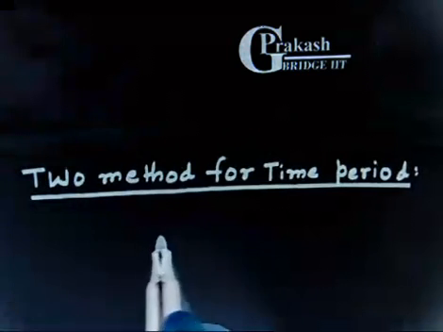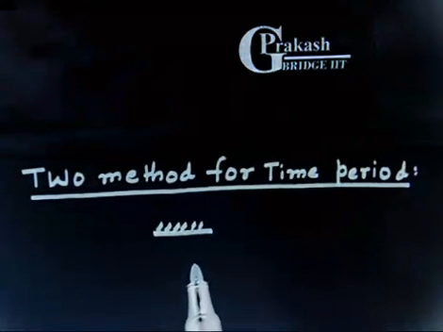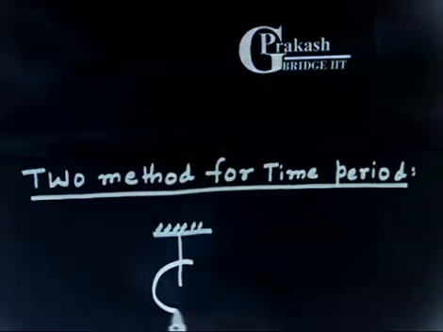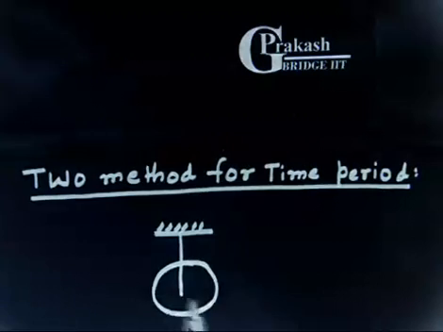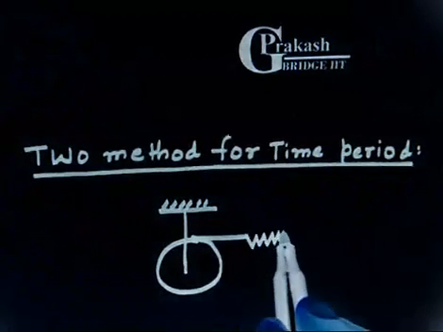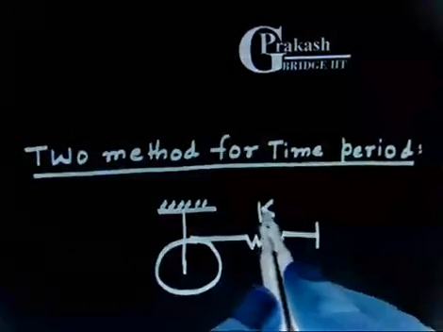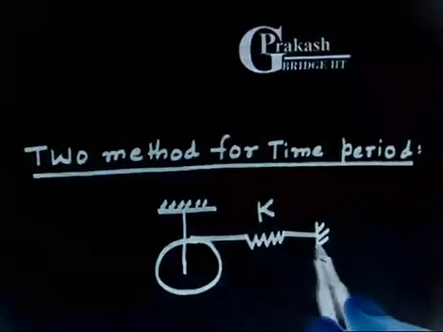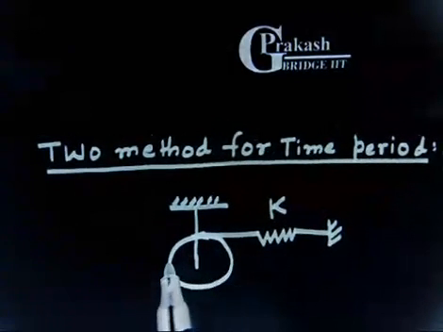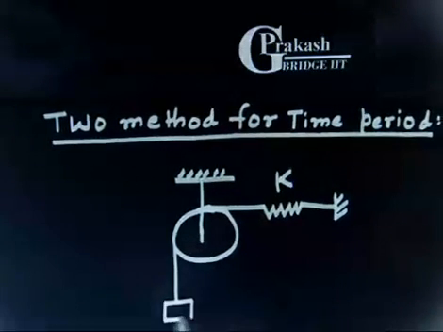So there is a ceiling, and through this ceiling there is a disc that is attached, and this disc contains a spring of constant K. This spring is fixed at one end. Now on this side we have one mass that is attached, and the mass is a small m.